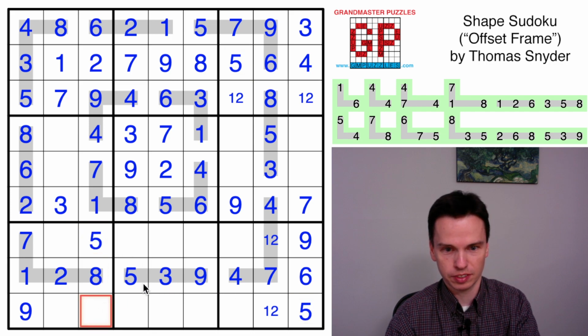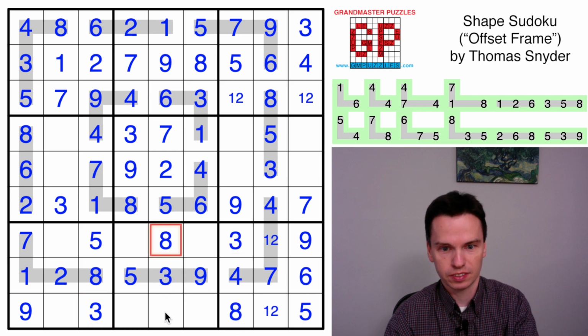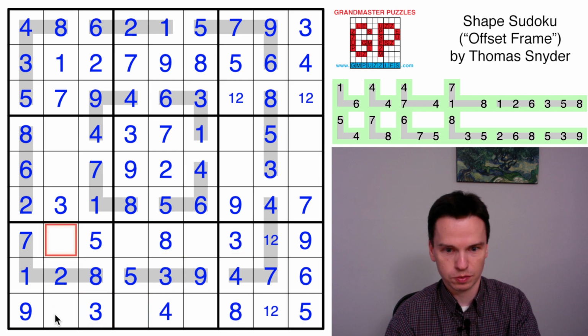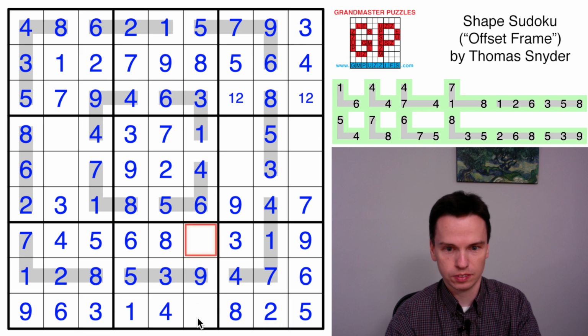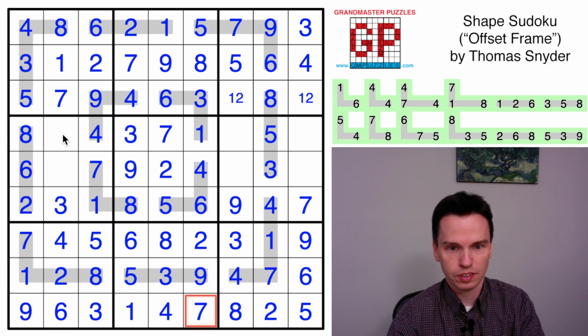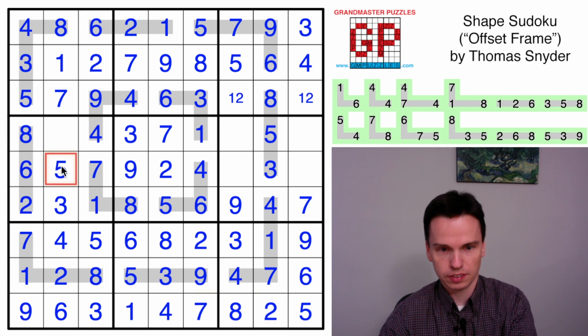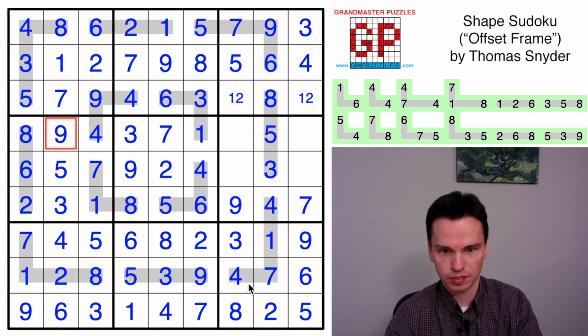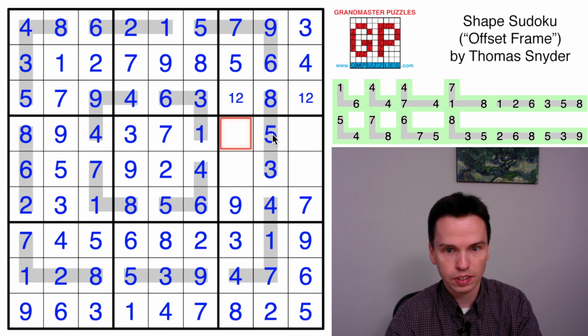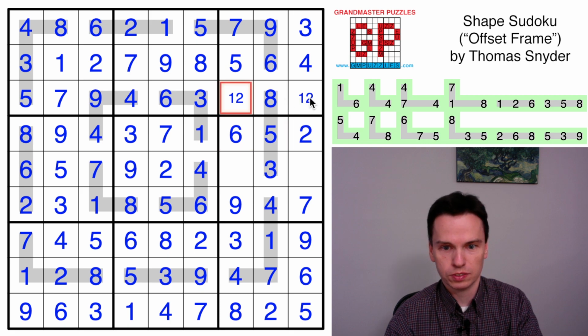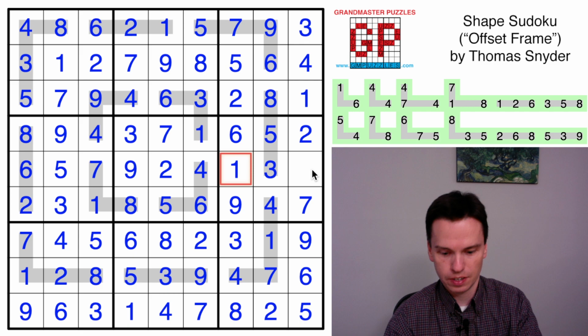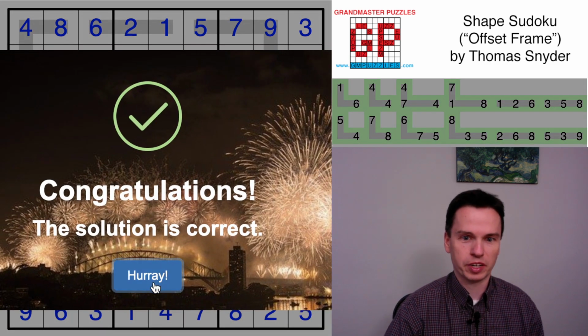This is 5 and 3 and 3 and 8 and 8 and 4 and 4 and 6 and 6 and 1 and 1 and 2 and 2 and 7. We have 5 and 9 to go here. We have, let's see, this is 6 and 2. Gives me 2 and 1 and 1 and 8. So we've made it through to the finish.